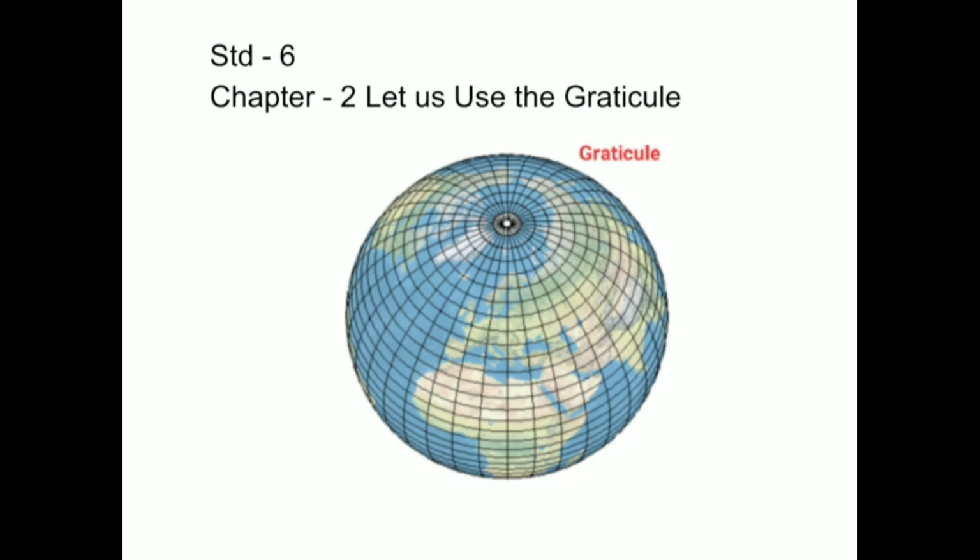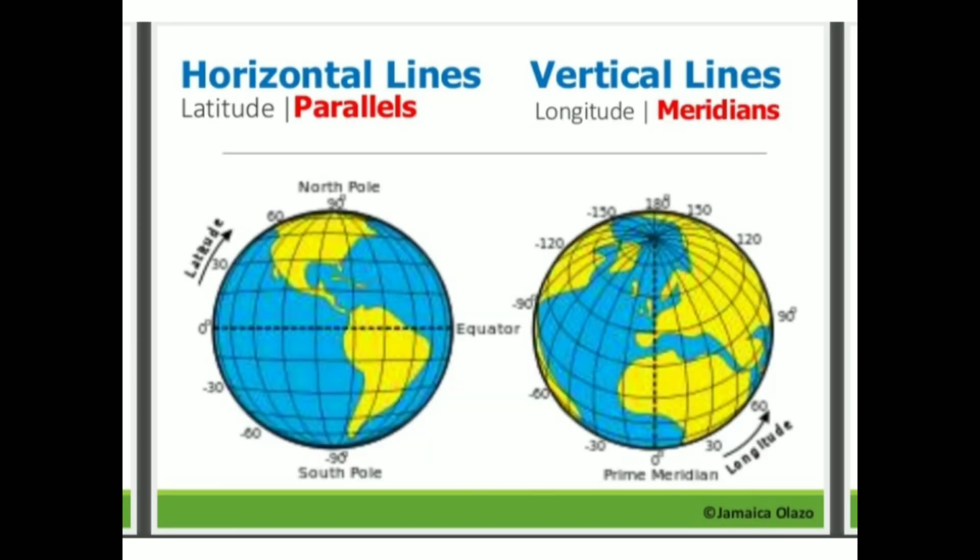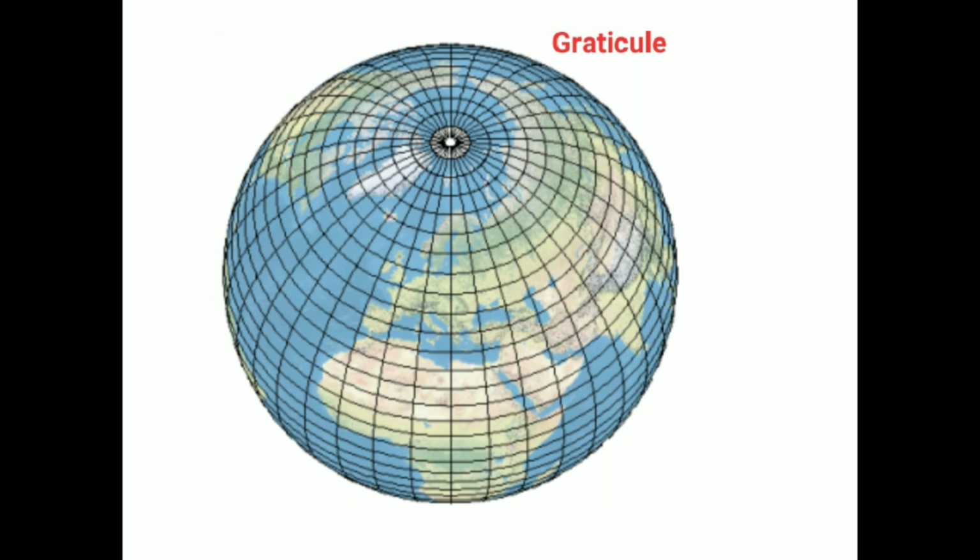Hello students, today we are going to study the second chapter in geography, that is, let us use the graticule. In our previous chapter, we have already studied about graticule. The parallels and meridians on the globe form a net called a graticule. Today we will study how to use graticule.